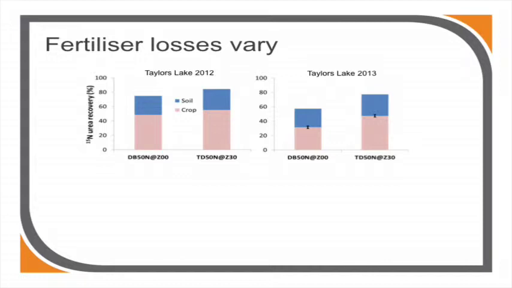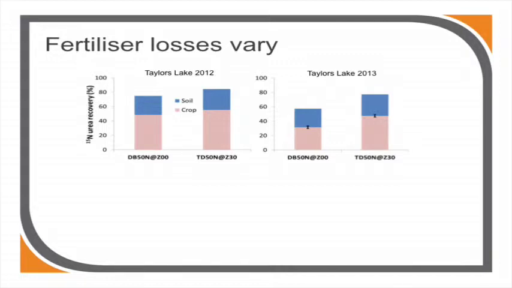So what I've got here is some data from Taylor's Lake for 2012-2013, which is near Horsham. We've just got two treatments to simplify it. On the left-hand side of these two graphs is where we've put 50 kgs of nitrogen as urea deep banded below the seed, so application at sowing. On the right-hand side we've got a top-dressed treatment, urea top-dressed at a rate of 50 kgs of N per hectare, just before first node of that wheat crop.